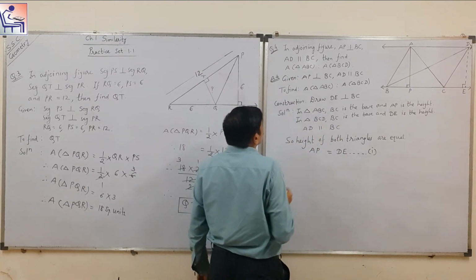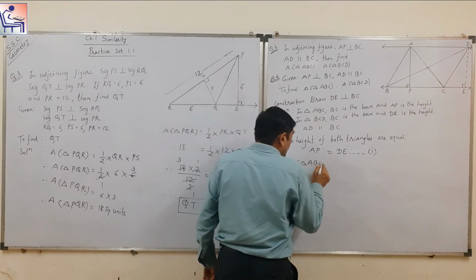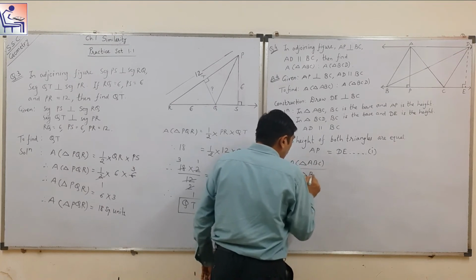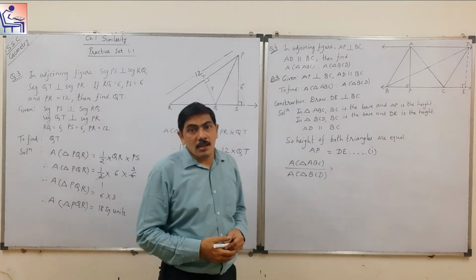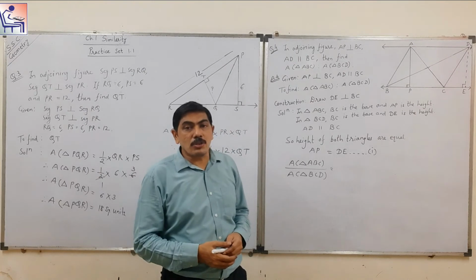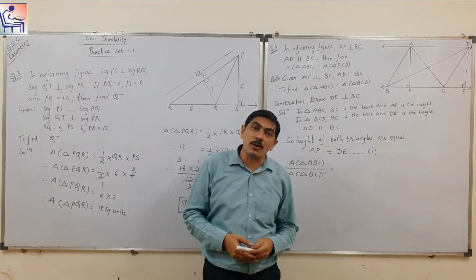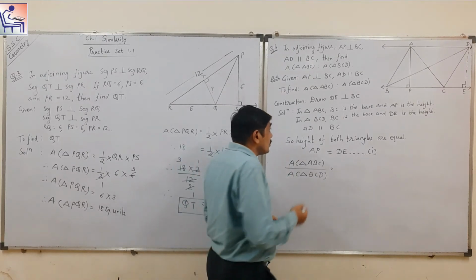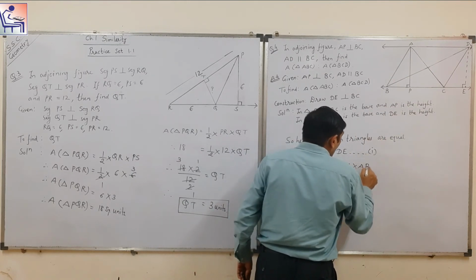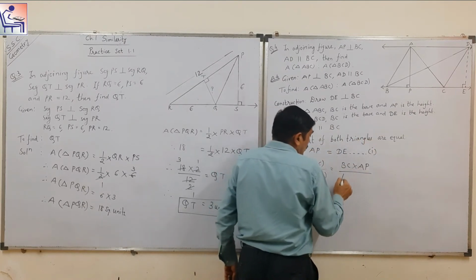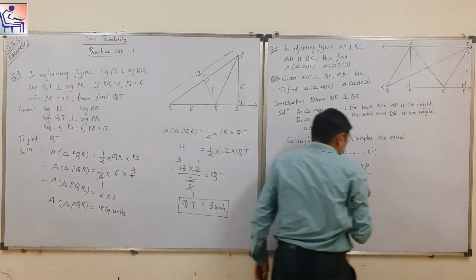Now we will find out the ratio of areas of triangle ABC upon area of triangle BCD. All of you know that first property, ratio of areas of two triangles is equal to the ratio of the product of their bases and corresponding heights. So here we will write BC is the base and AP is the height. Similarly, in second triangle BCD, BC is the base and DE is the height.